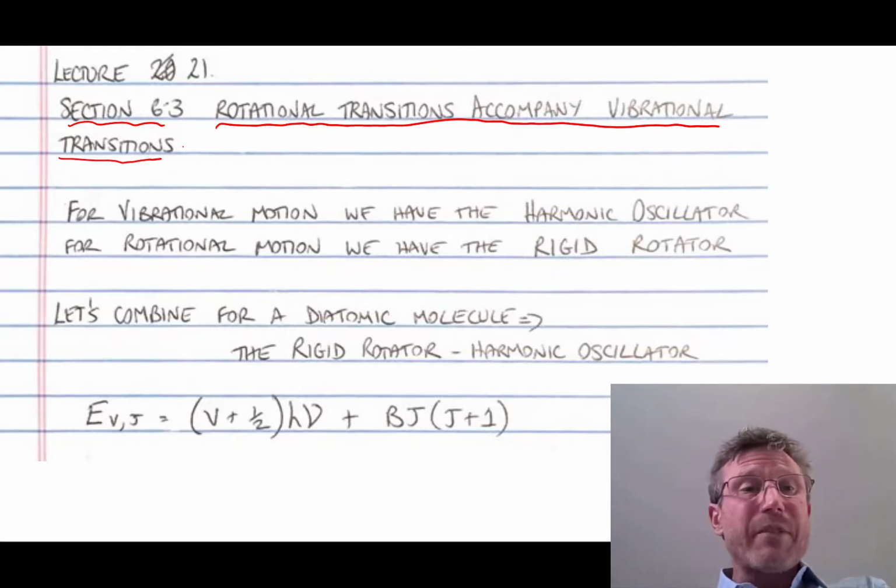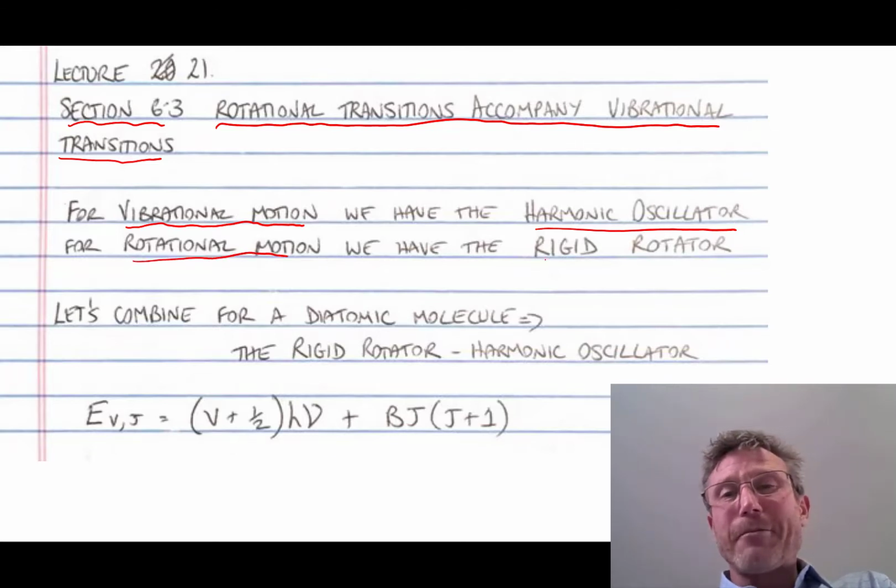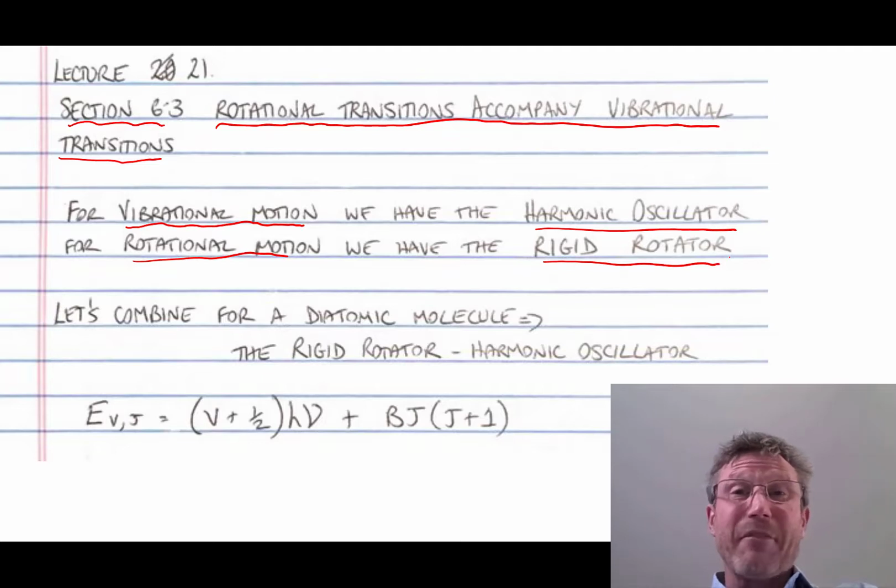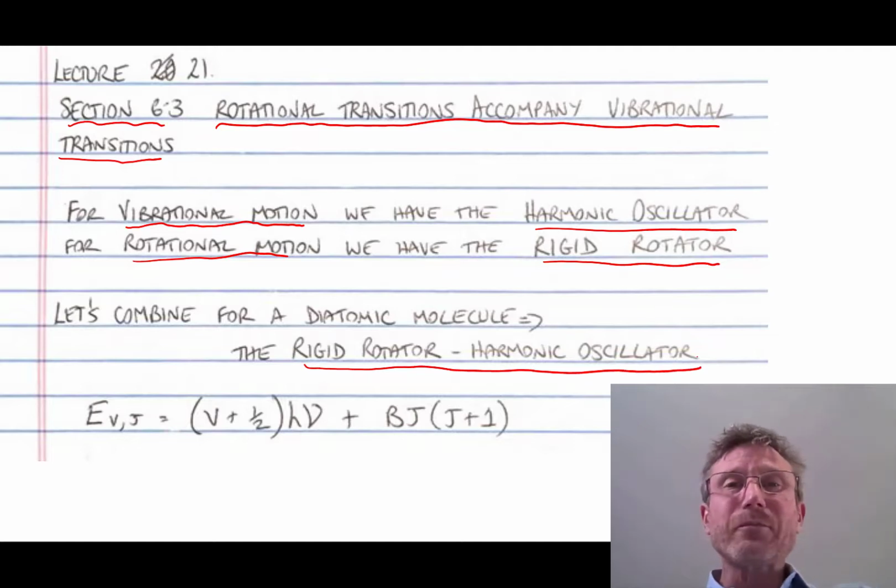If we think back to chapter 5, we recognize that with vibrational motion, we have the harmonic oscillator. For rotational motion, of course, we have the rigid rotator. So we have maybe a diatomic molecule, maybe something with a permanent dipole, such as hydrogen chloride in the gas phase. We're going to combine these two ideas to think about that diatomic molecule, and we're going to call this the rigid rotator harmonic oscillator.